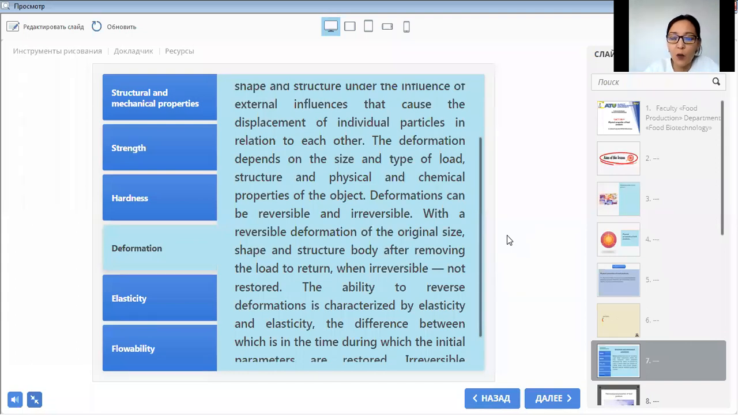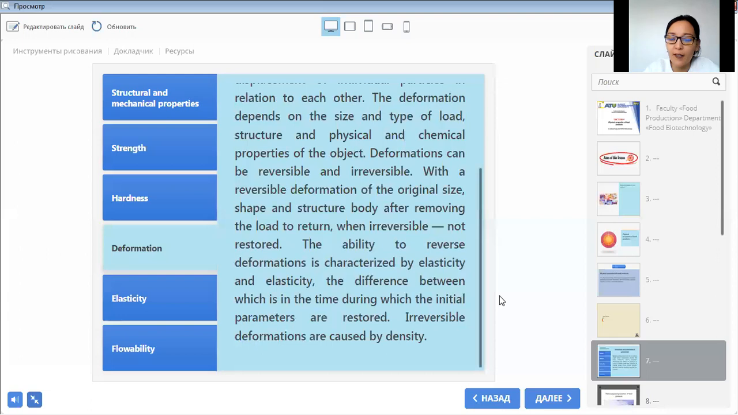And the deformation can be reversible and irreversible. With reversible deformation, the original size, shape, and structure of the body return after removing the load, while with irreversible deformation they are not restored. The ability to reverse deformation is characterized by elasticity, and there is a difference in the time during which the initial parameters are stable. And the irreversible deformations are caused by density.